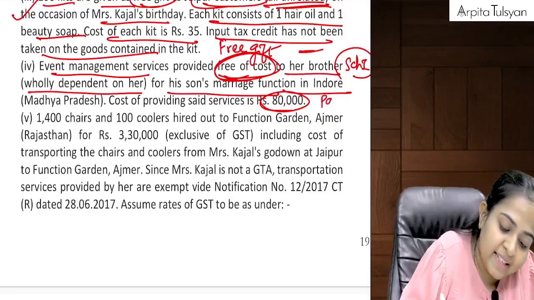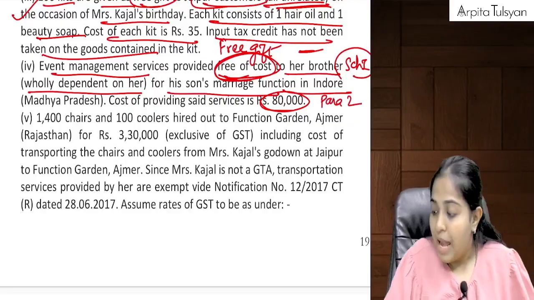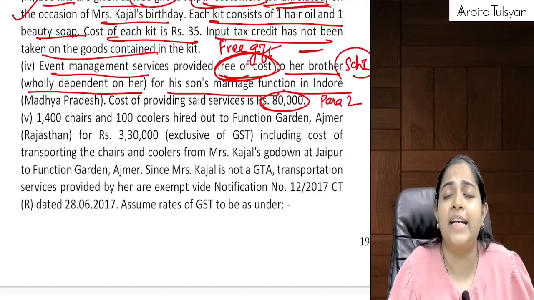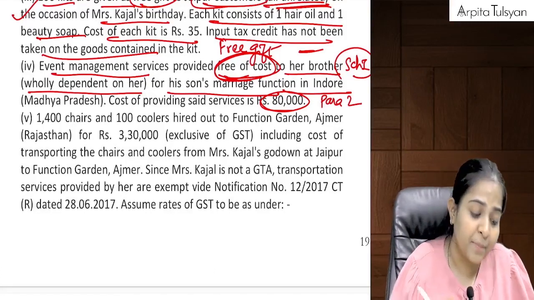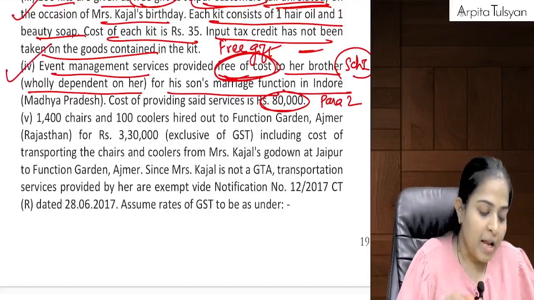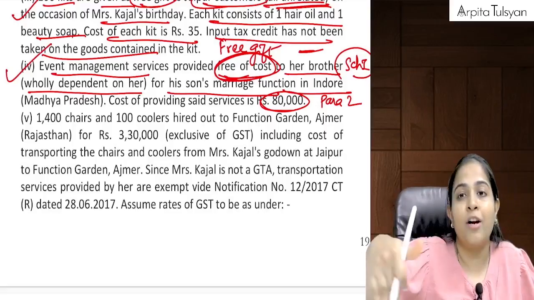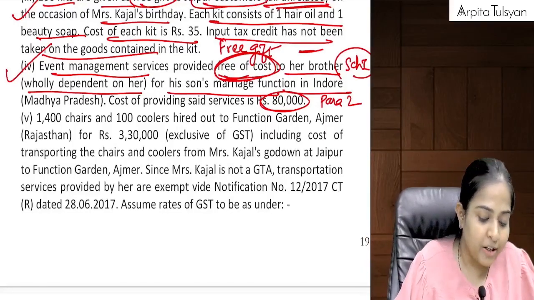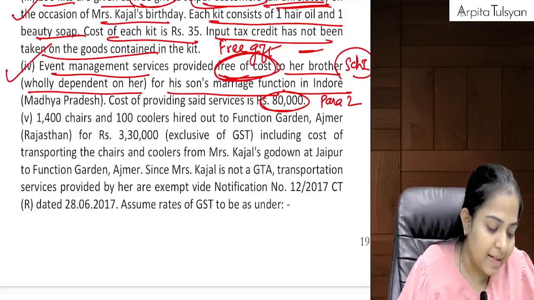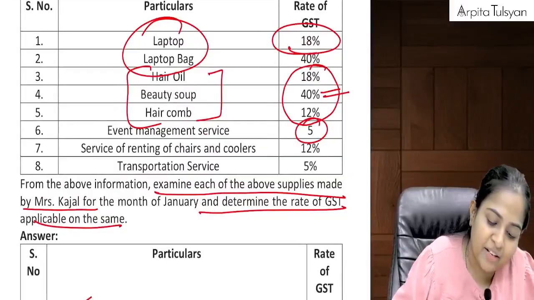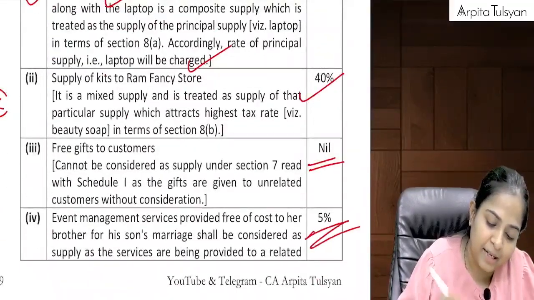Can we say this comes under para number 2? Para 2: supply of goods or services between related persons, distinct persons, in the course or furtherance of business. For me, it is my business, so it is done in the course or furtherance. That the other person is using it personally doesn't matter. So this will be taxable and considered as a deemed supply. Event management services, so can we say 5% will be the rate of GST applicable here?